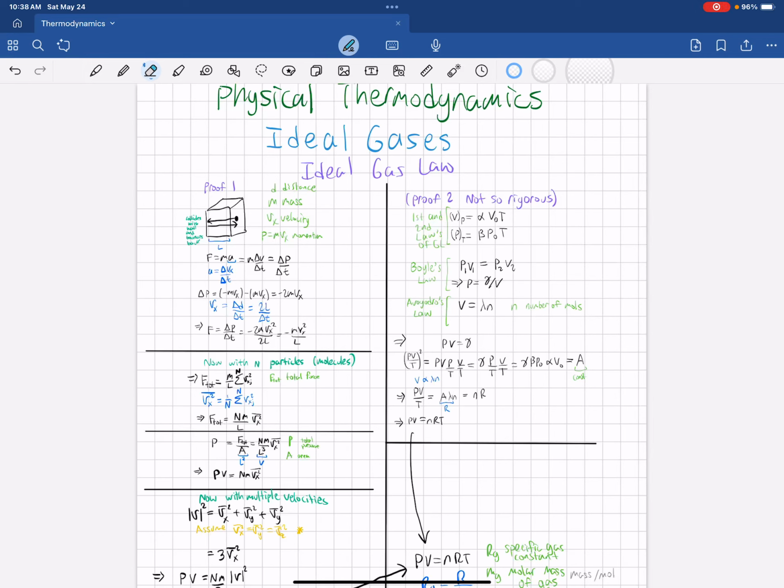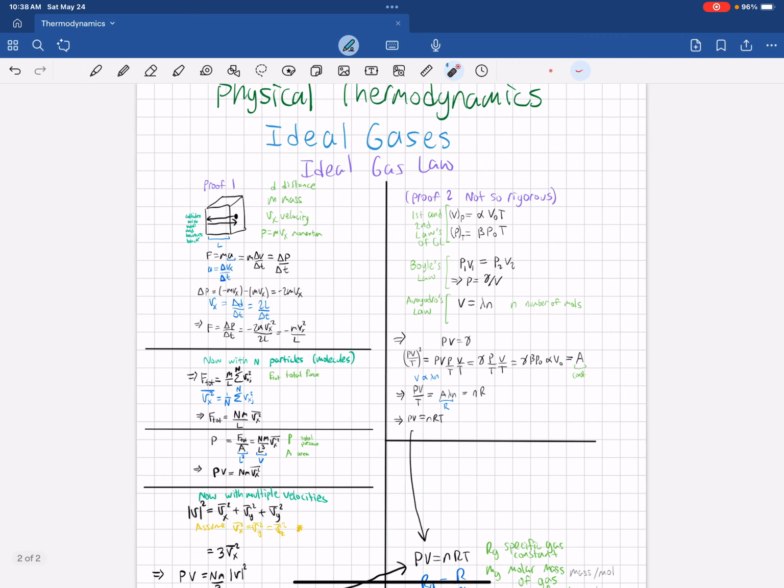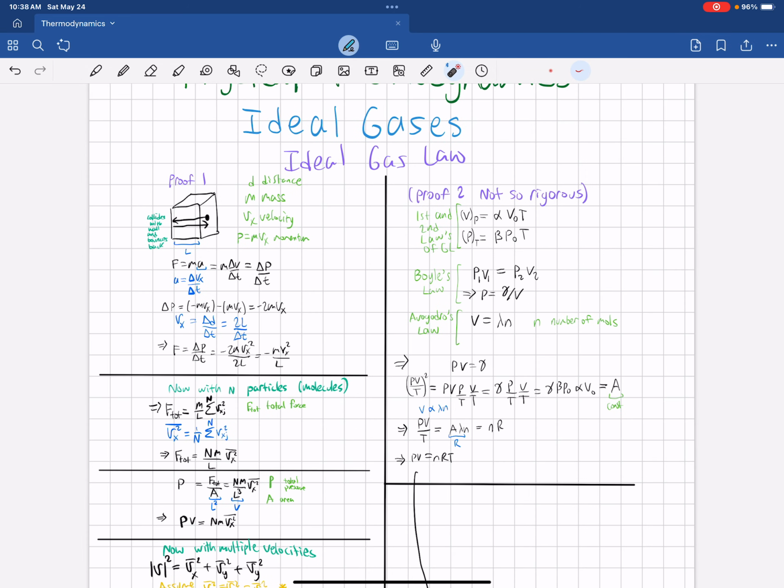Previously in another video, I showed a proof for the ideal gas law, which is written as PV equals nRT. And the proof that I used was this one. It uses a bunch of laboratory-derived proportionality arguments to reach our conclusion.